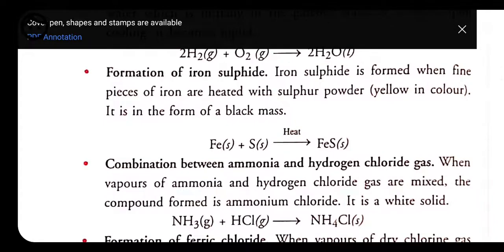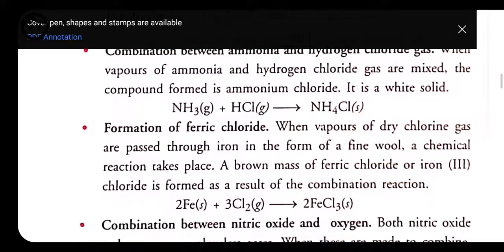Now, the combination between ammonia and hydrogen chloride gas. These both are compounds. Here, one compound combines with another compound, and it gives rise to one product. As I just told you, combination may be between two elements, between two compounds, or between an element and a compound or molecules. Here ammonia is NH3. When ammonia combines with HCl, that is hydrochloric acid, or we can also call it hydrogen chloride, it gives rise to ammonium chloride. So one product is formed, and that is called a combination reaction.